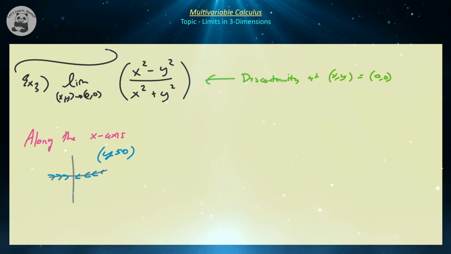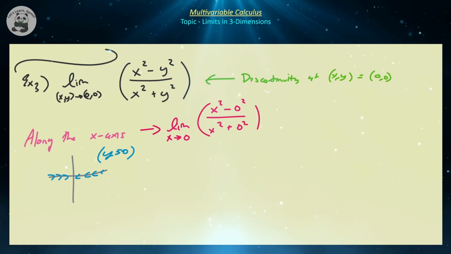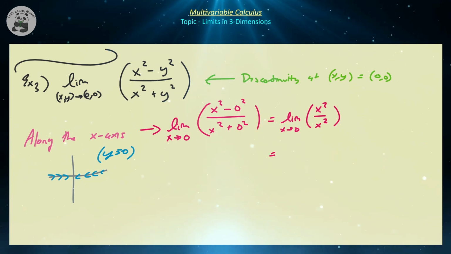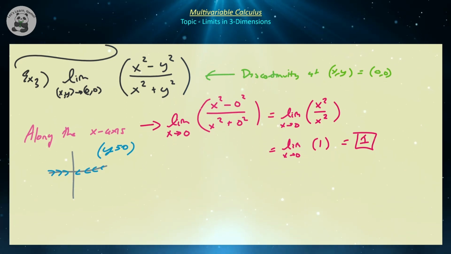So when y is equal to 0, what do we get? We're going to have the limit as x approaches 0 of (x squared minus 0 squared) all over (x squared plus 0 squared). Zeros don't contribute anything, so we're left with the limit as x approaches 0 of x squared over x squared. Obviously a removable discontinuity, because that's just the limit as x approaches 0 of 1, which is equal to 1. So is the limit equal to 1, or is this just a path-dependent limit?